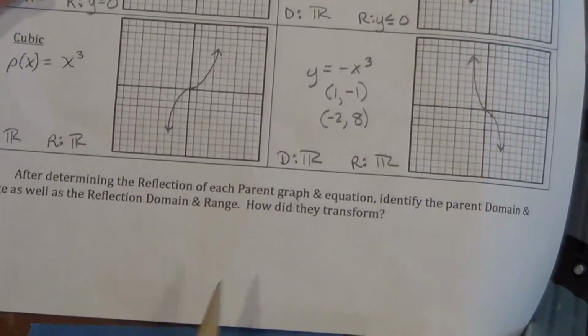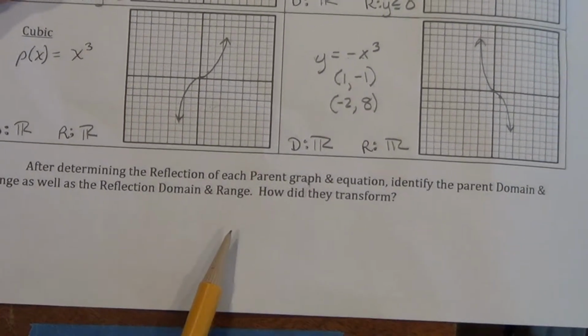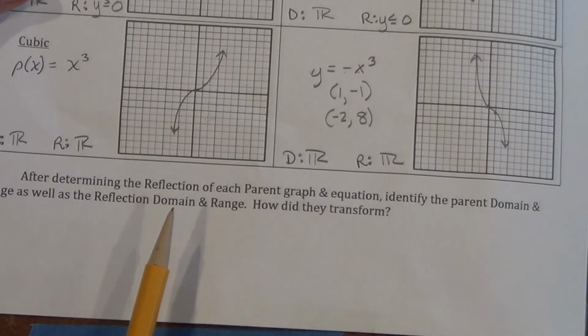Down at the bottom of this page, I would like you to give me an explanation of how you can get a reflection of any graph, and give me a couple examples.